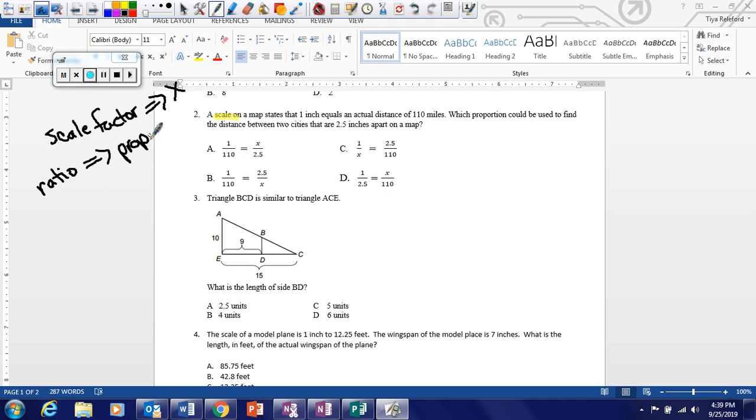You don't even have to solve this problem. It just wants to know what proportion you're going to use. So the first thing you have to do, I'm telling you, when it gives you a problem like this, write your own proportion, find the one that matches. You have to find the ratio it gives you. The ratio it's giving you is 1 inch equals an actual distance of 110 miles.